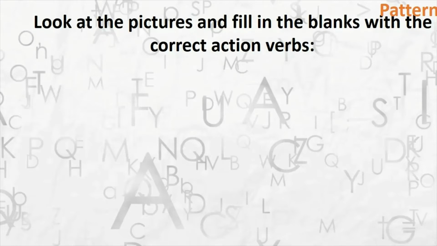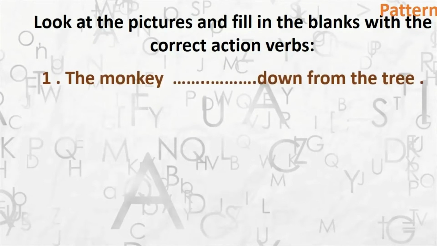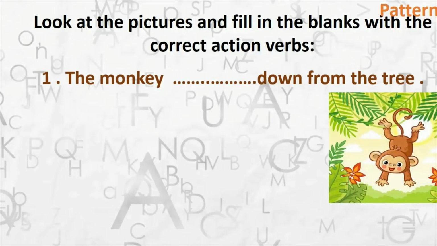Look at the pictures and fill in the blanks with the correct action verb. So here is the question. The monkey dash down from the tree. So let's take a look at the monkey. What is the monkey doing? The action, the base verb, is jump.